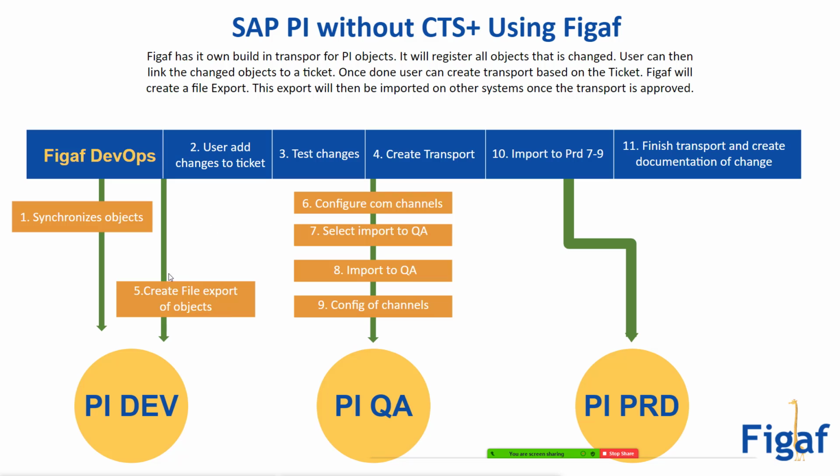The system will then create a normal file export. You can then configure the communication channel, import it to QA, or select that you want to import it. The system will then activate the import, configure the communication channels, and then you're doing the same thing for production. And then once it's done, you will create the documentation, and then you can take this documentation and put it into Solution Manager or Jira, whatever you have.